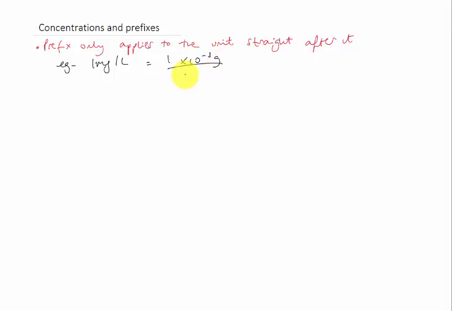So I just have a couple of things to say finally about concentrations and prefixes. The first thing I want to say is that the prefix only applies to the unit straight after it. So for example, if we've got a 1 milligram per litre concentration, that's equal to 1 times 10 to the minus 3 grams for every 1 litre, if we write it like a fraction. And yes, that's just something you need to know and remember.